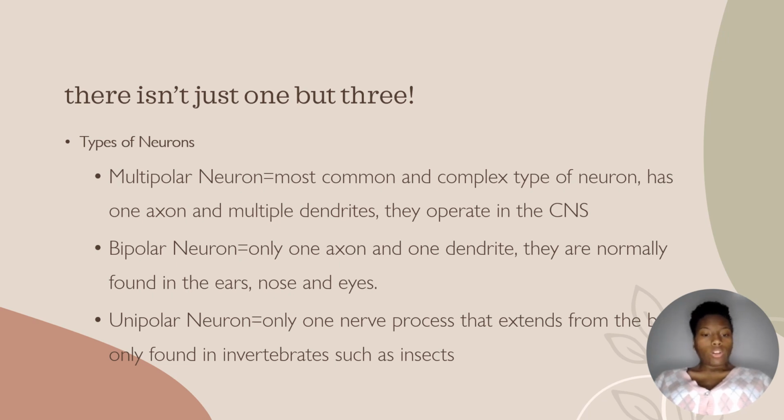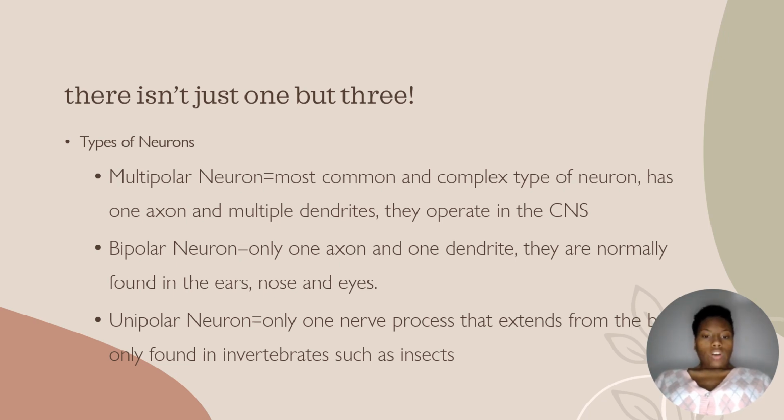So the multipolar neuron is the most common neuron that's found in the body. It takes up the majority of our body. It is also the most complex neuron. It has one axon with multiple dendrites, and they mainly operate in the central nervous system.